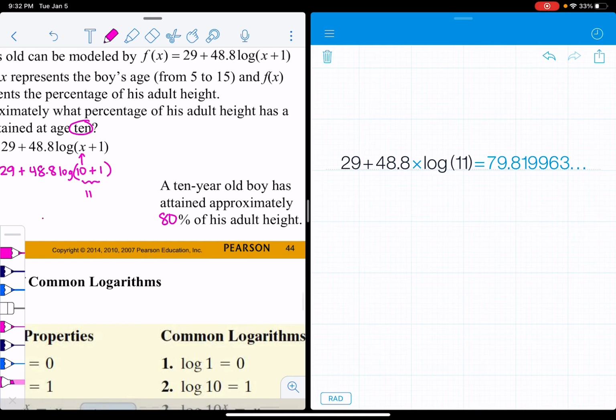All right, so if you want to write that in there. Approximately, we had a 79.82-ish, I guess.